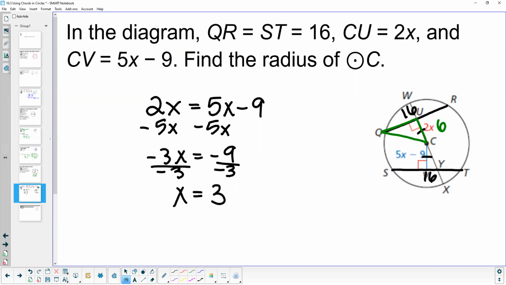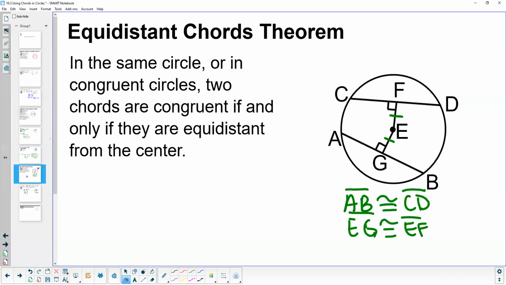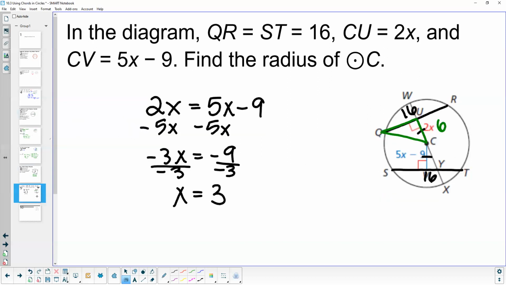We also know that QR is a chord, but WX is our diameter. So we can use our previous theorem that says if a chord is perpendicular to the diameter, then that chord is bisected. That means QR, which is perpendicular to WX, is bisected, meaning this and this are the same. If the whole length is 16, that makes this side 8.